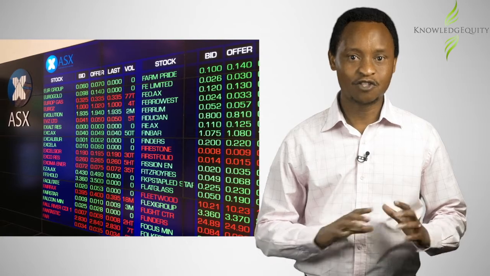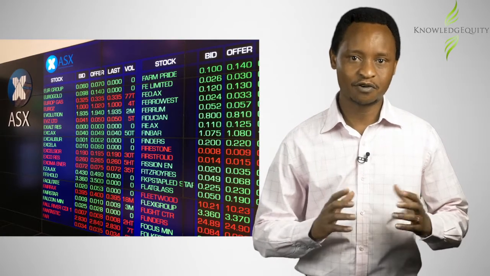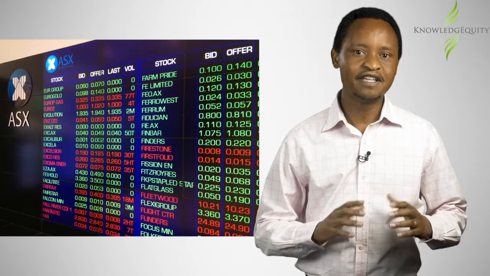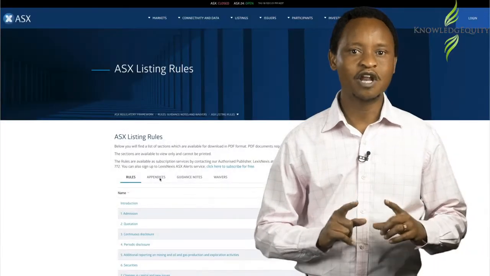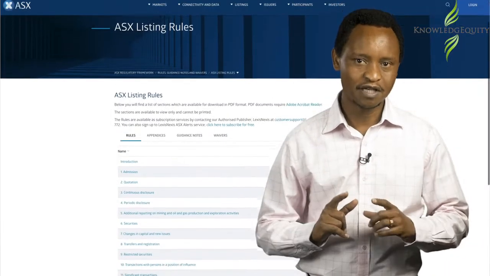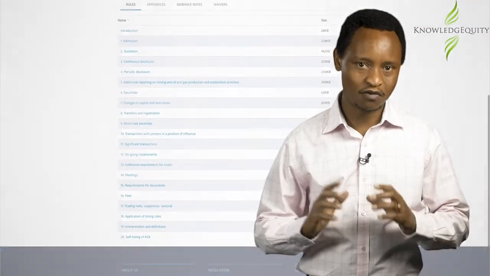Public listed companies, on the other hand, raise capital through issuing of shares in a registered stock exchange. In Australia, this is done through the Australian Securities Exchange, or the ASX. There are a number of rules set out by the stock exchange that must be adhered to in order to make a public offering of shares. In Australia, these rules are set out in the ASX listing rules.